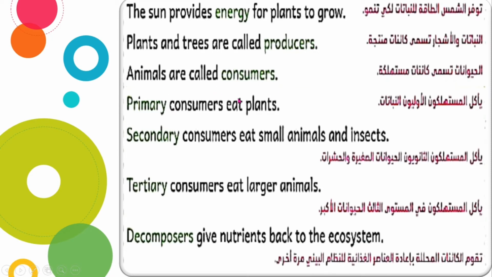Animals are called consumers. والحيوانات تسمى بالكائنات المستهلكة. Primary consumers eat plants. بيأكل المستهلكون الأوليون النباتات. But secondary consumers eat small animals and insects.